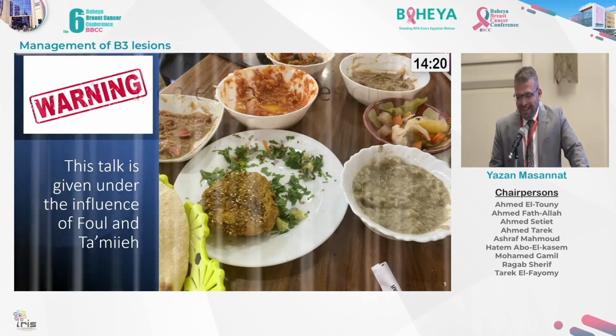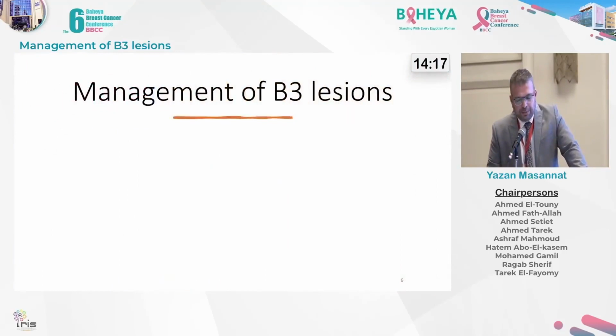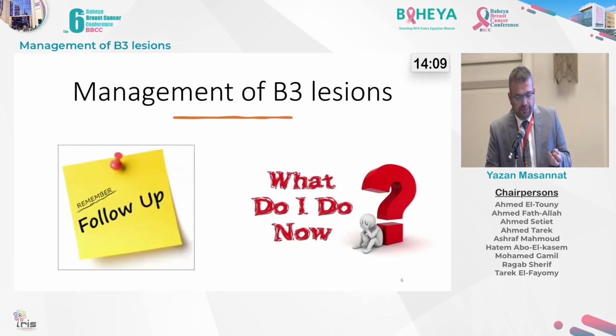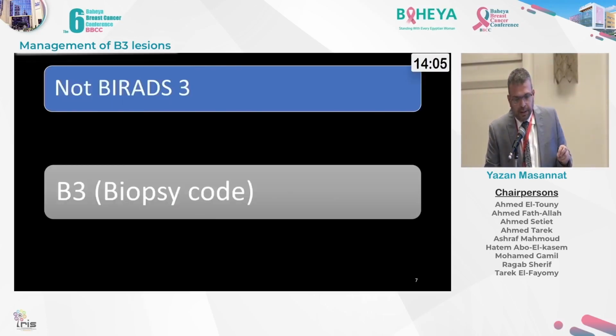So we're going to talk about the management of B3 lesions. There are 2 things that we need to address: what to do when you have a B3 lesion in front of you, and the follow-up, which is a very important thing. We're not talking about BI-RADS3 lesions, we're talking about B3 biopsy code lesions. BI-RADS3 lesions are all biopsied in the UK. In other parts of the world, they sometimes follow them up, but in the UK, everything is biopsied.